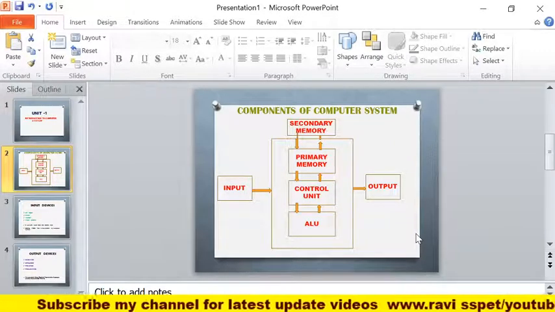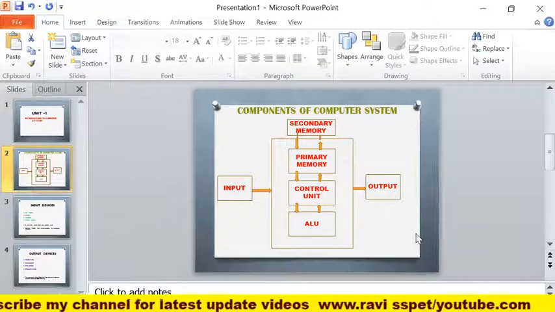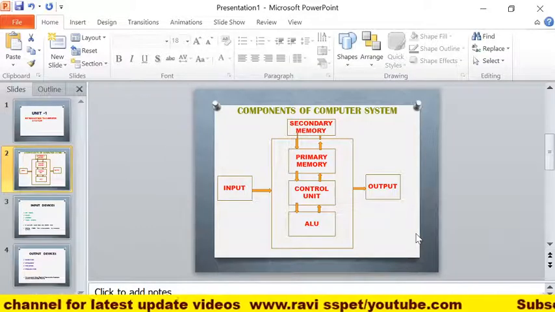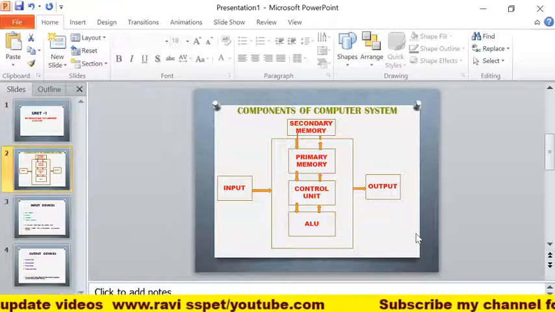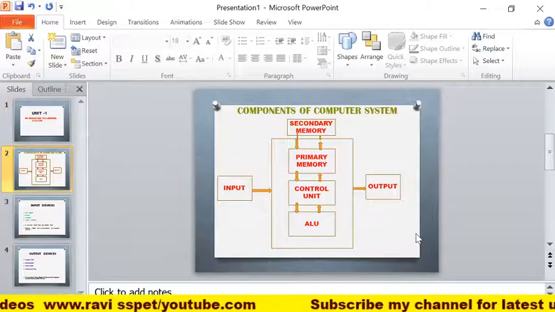In this video, I would like to explain about components of a computer system, what are input devices and what are output devices.